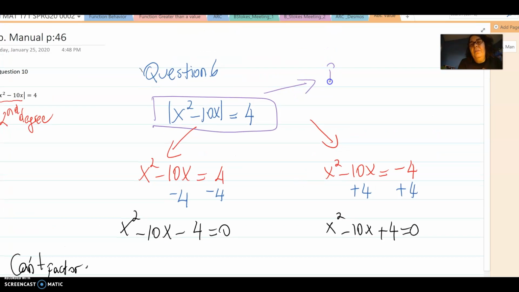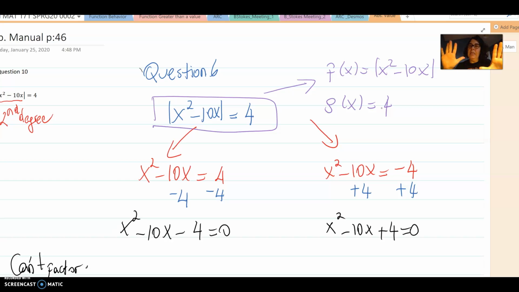f of x is equal to, I have one function, x squared minus 10x. I have another function here, g of x equals 4. So think about it like you're solving a system of equations. You have one absolute value function, one constant function, g of x is equal to 4. Where do they intersect each other, or do they intersect each other? Is there a solution? Something like this.